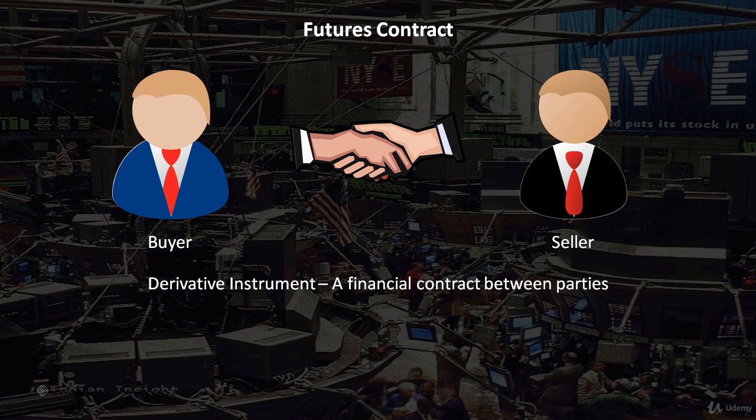While the formal definition says that the contract is for delivery of a financial instrument or commodity, in reality, most of the contracts are settled by way of cash instead of actual delivery. Let's understand all this in greater detail.